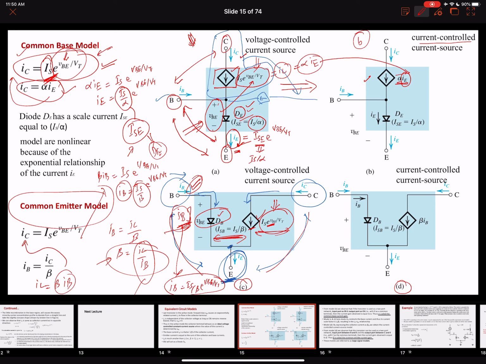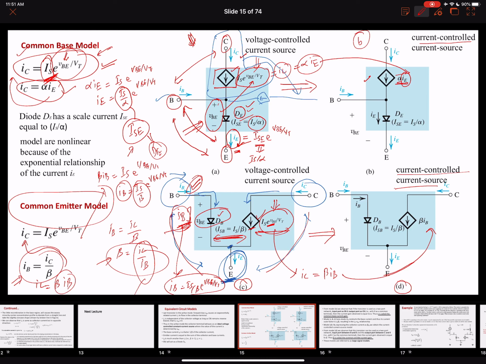Okay. So in the D model, essentially everything is the same. Rather than using this equation, we ended up using beta times IB from over here. And if we replace it over here, this will become a constant current source controlled by the current, right? So it will become a current controlled current source. Again, these are considered to be the large signal equivalent circuit models. And again, the process is very simple.